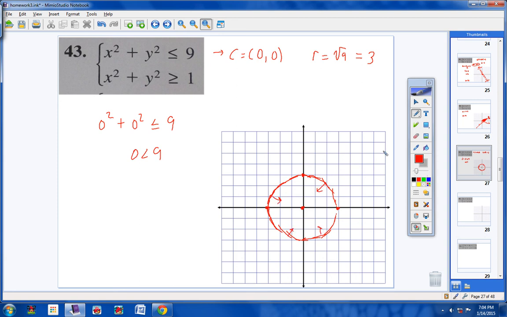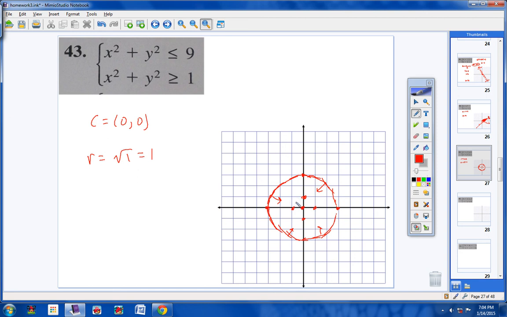Alright, now the next problem, hopefully you can see, the next equation is going to be a circle. Because I don't have some number in the parentheses with x, I know that my center is 0, 0. And my radius is the square root of this number here. The square root of 1 is 1. So my center's here. I go up 1, over 1, down 1, over 1. Okay?